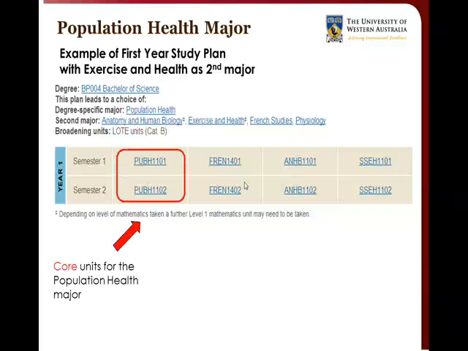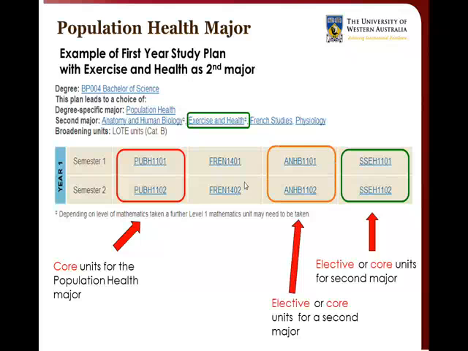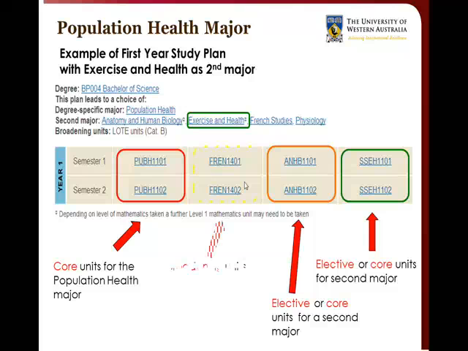So these are the core units for the population health major. These are the core units for the exercise and health major, and they could be core units for that as a second major or a primary major, or they could be elective units. These are the elective or core units for anatomy and human biology, and lastly for French, which could be your broadening units.